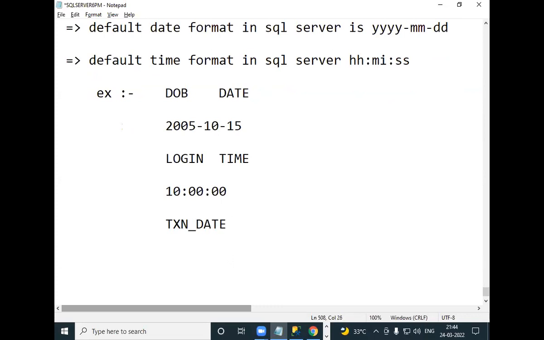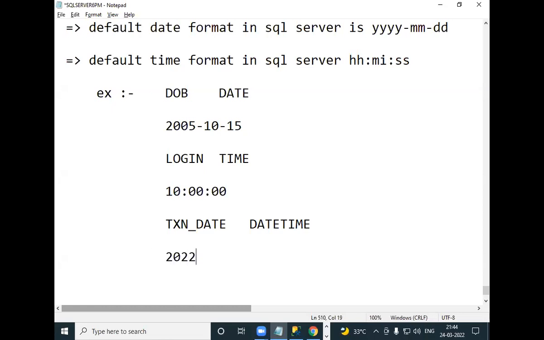But what is the data type? Date, time. So banks need the date, and they also need at what time you have done the transaction. That is also important. Say you have done the transaction today morning at 9 o'clock. Then how is it recorded in the database?